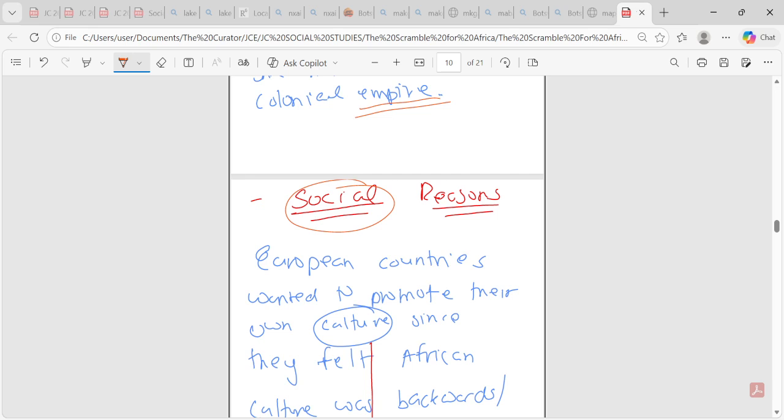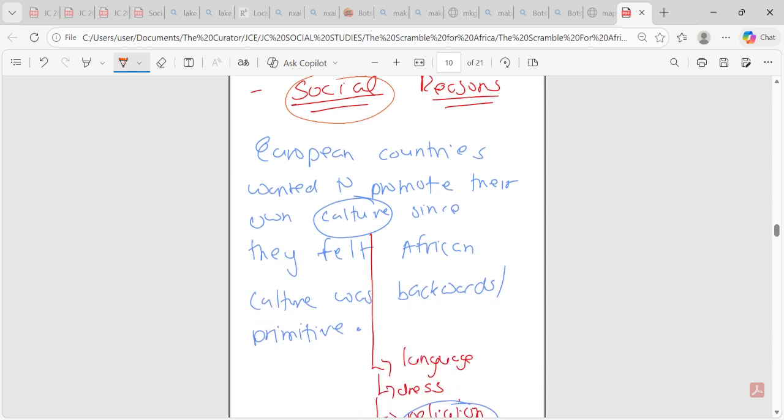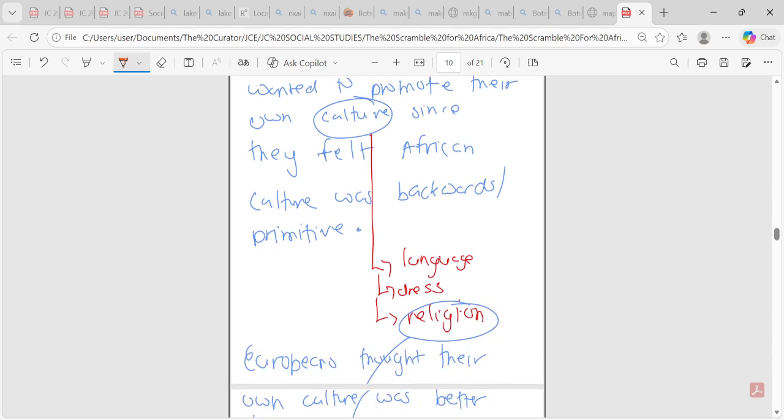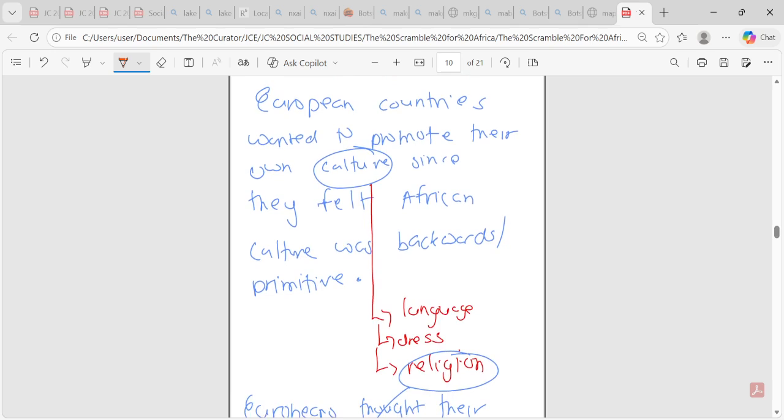So social reasons. European countries wanted to promote their own culture, their own way of living, since they felt African culture was backwards and primitive. So they felt that we were uncivilized. I'd say the synonym for primitive here would be uncivilized.